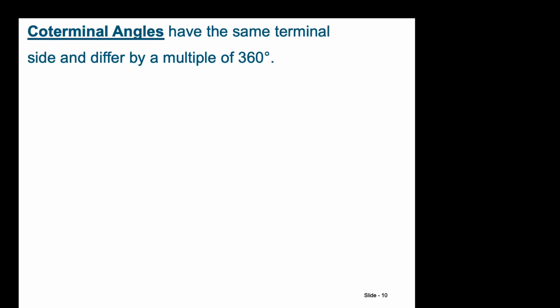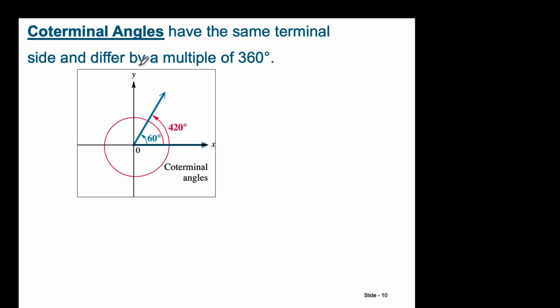Coterminal angles have the same terminal side and differ by a multiple of 360. For example, here we have a terminal side in quadrant 1. And should we have been given just this blue angle right here with this blue directional arrow, it would represent an acute 60 degree angle. However, this directional arrow makes a full 360 degree rotation and then an additional 60 degrees. Notice that it terminates at the exact same place. That is why we call them coterminal angles. I like to say that they terminate at the same location.